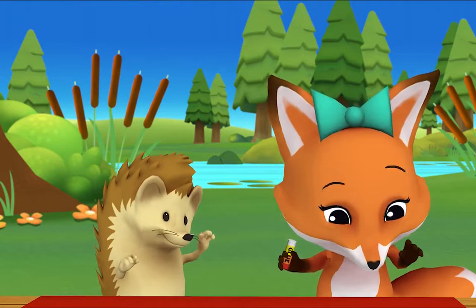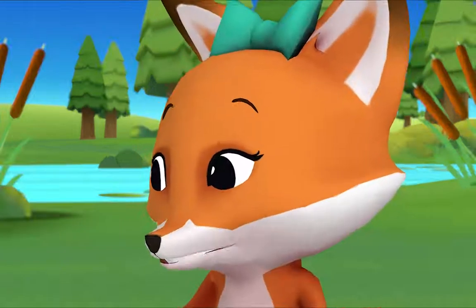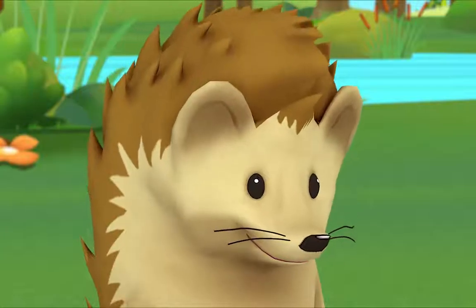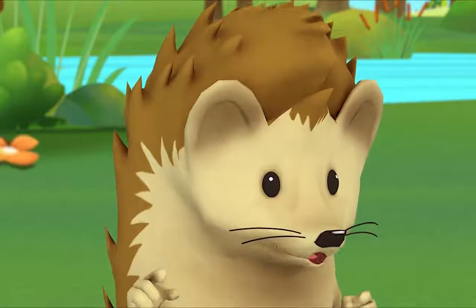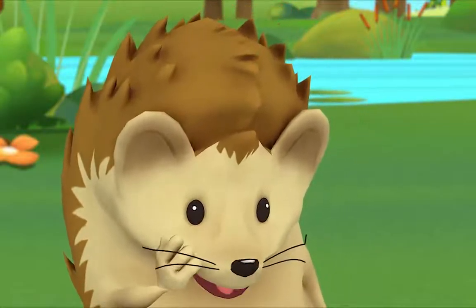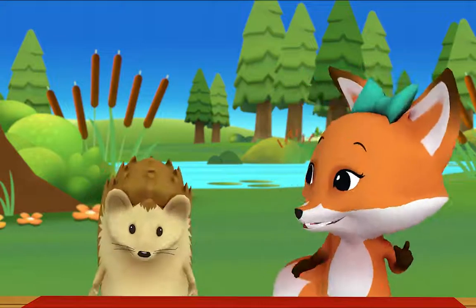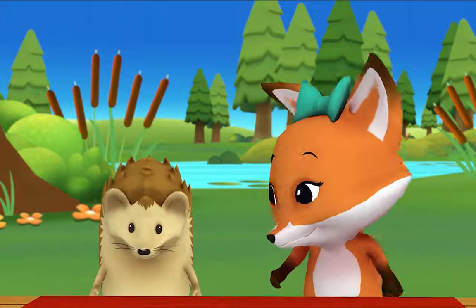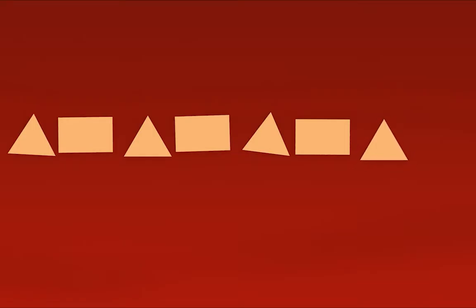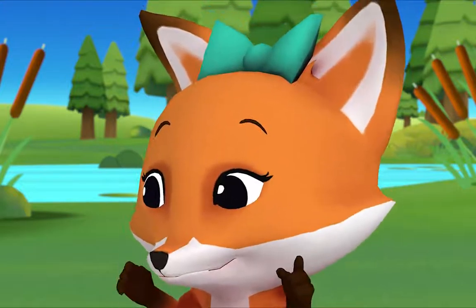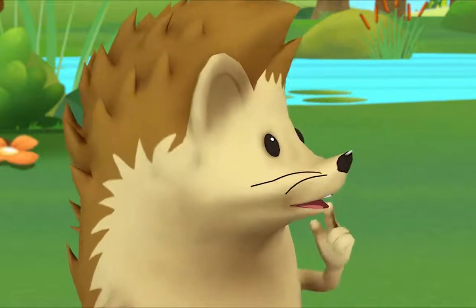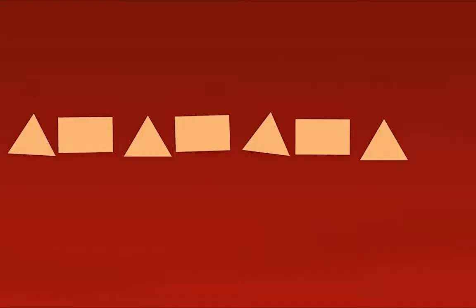Hi, Fox. What are you doing? I'm making patterns. Oh, patterns? Goody. What are patterns? They're designs that repeat. Look. Triangle, rectangle. Triangle, rectangle. Triangle, rectangle. Triangle, rectangle. What comes next? I'm not sure. A rectangle.